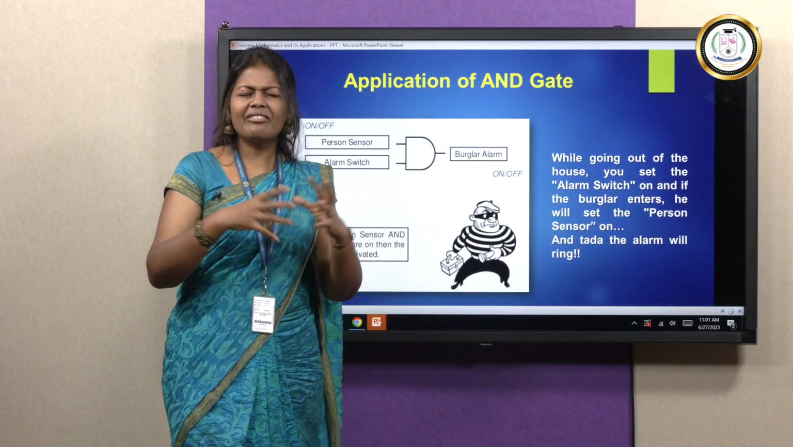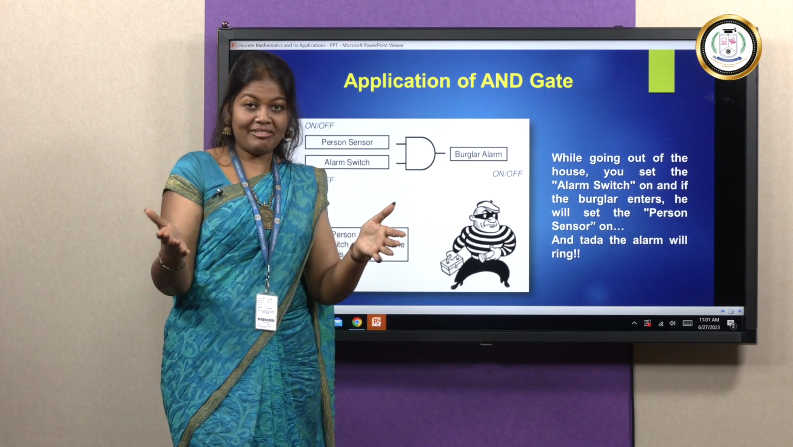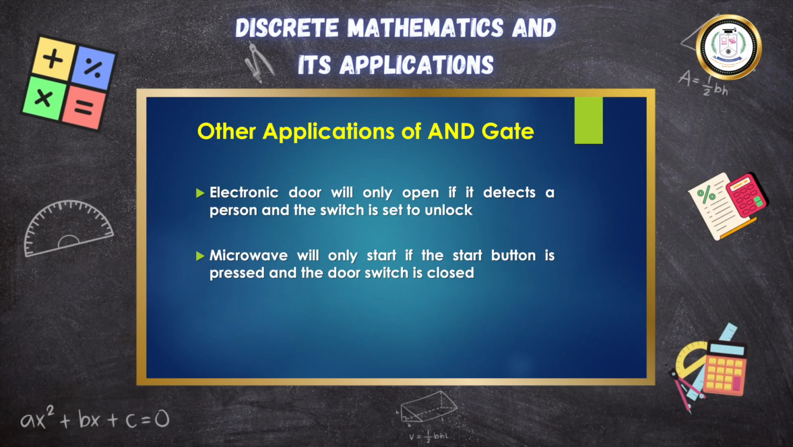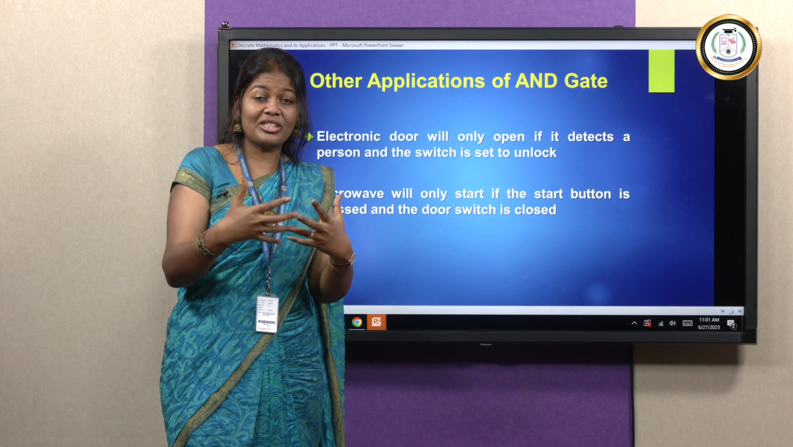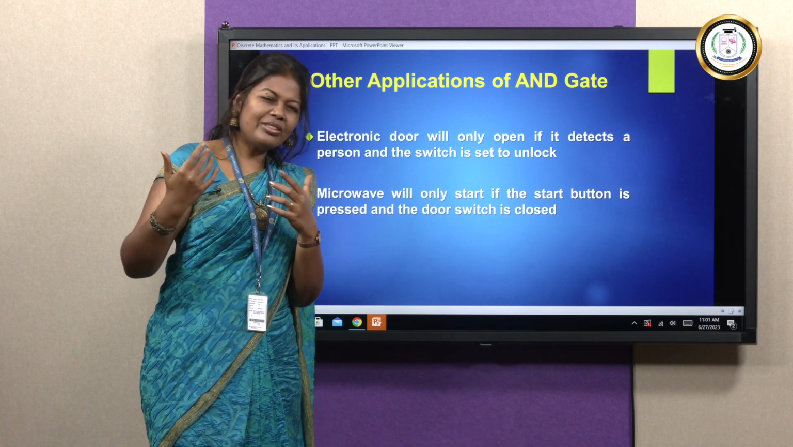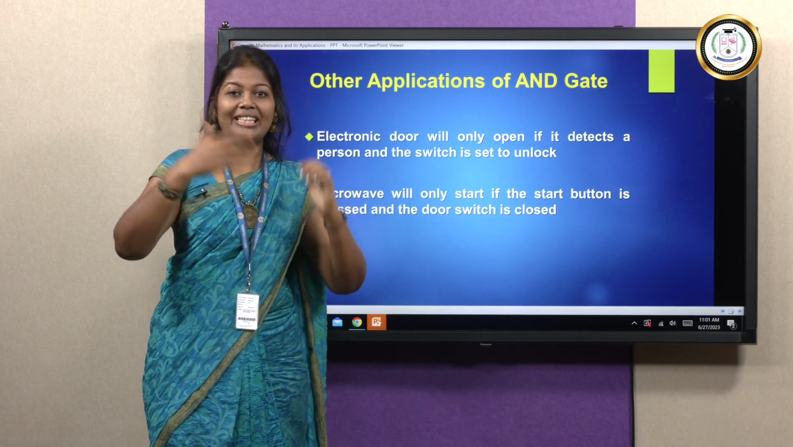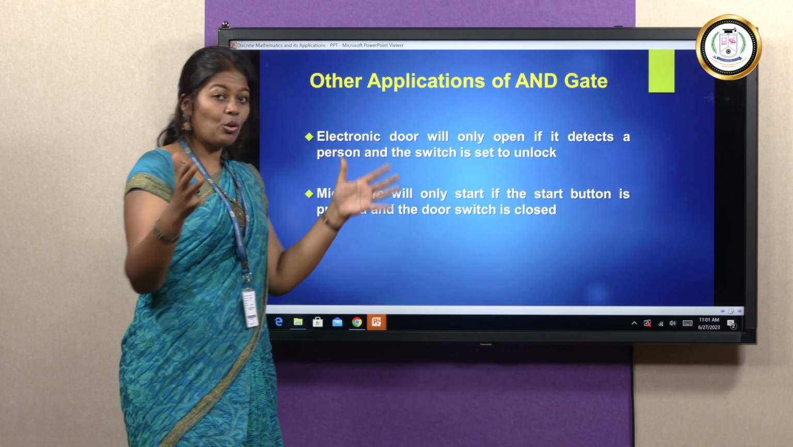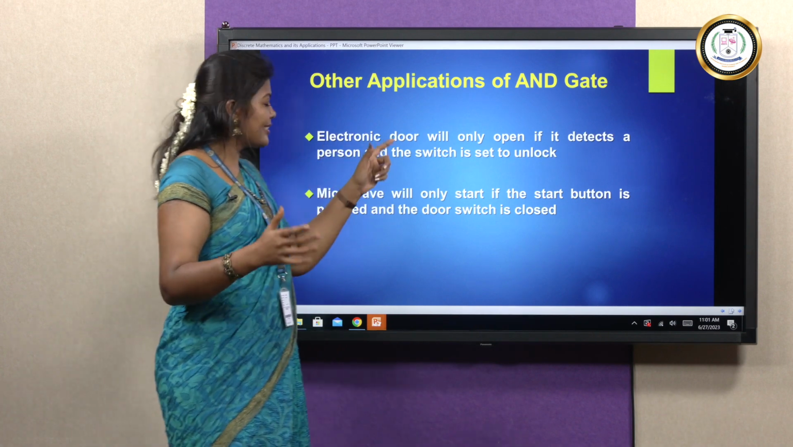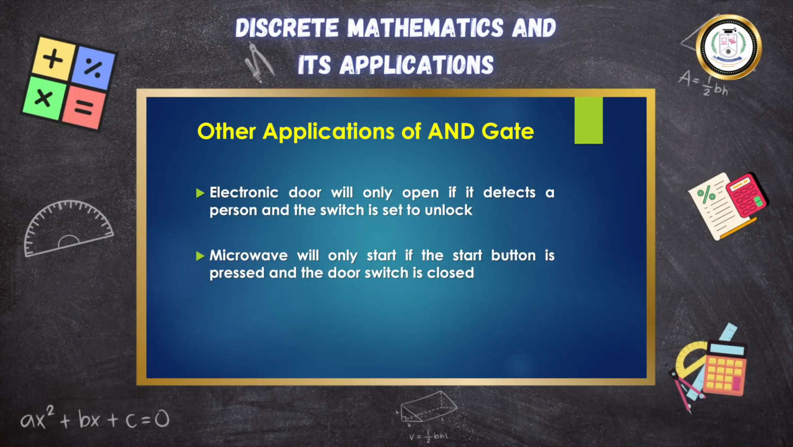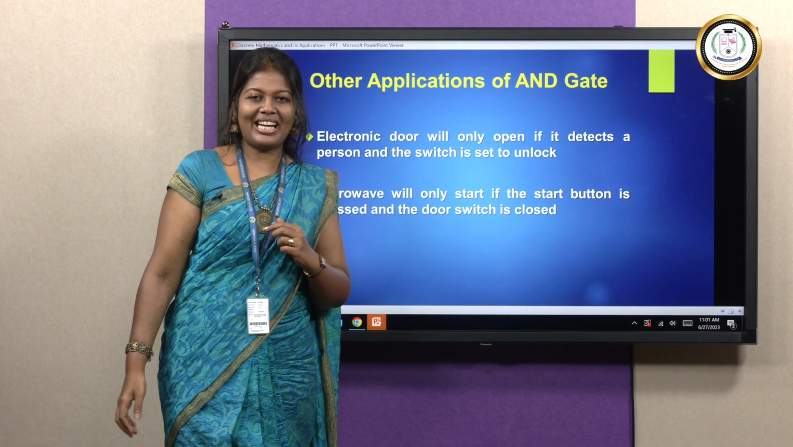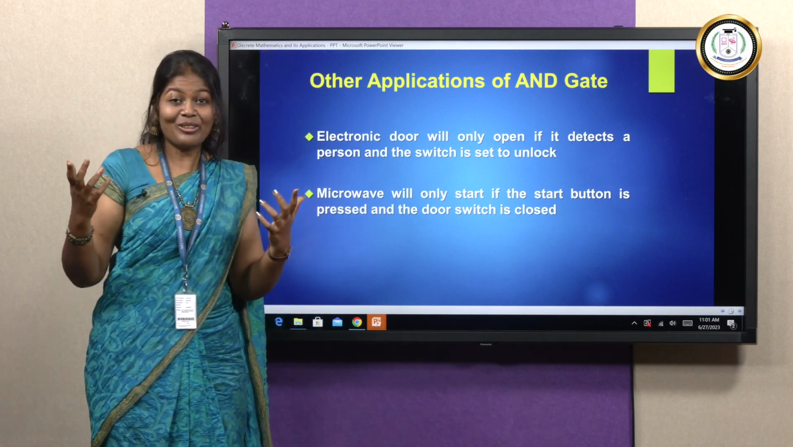And you have a lot of other applications that you can see in your everyday life. For instance, the microwave will start only if both the start button is pressed and the door switch is closed. Similarly, how do the electronic doors that you see in malls open? Only if it detects a person and the switch is set to unlock. That's when the electronic doors open. These are all applications of the AND gate, and I'm sure you can think of a lot more.